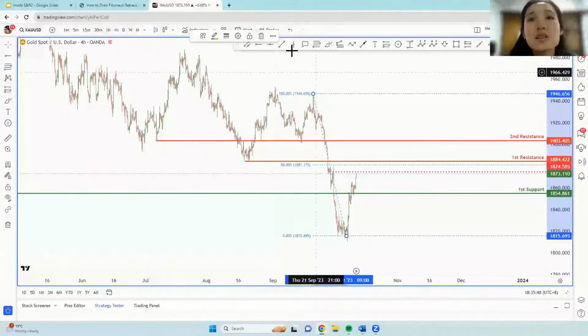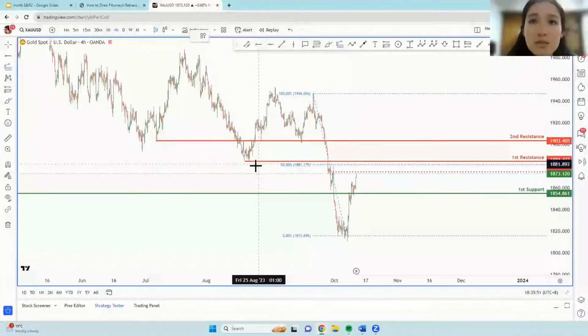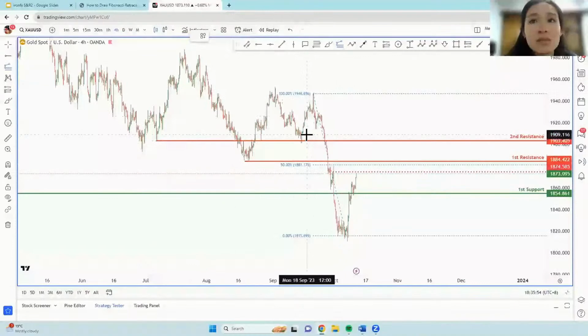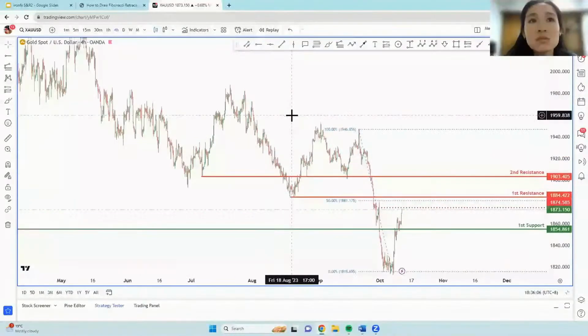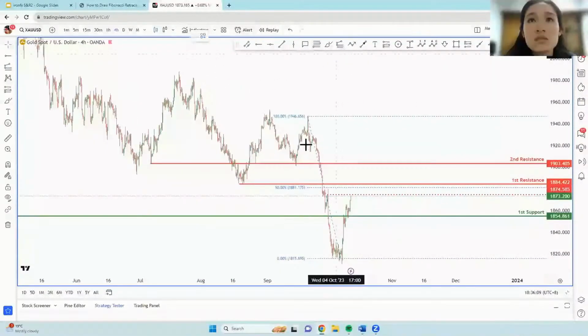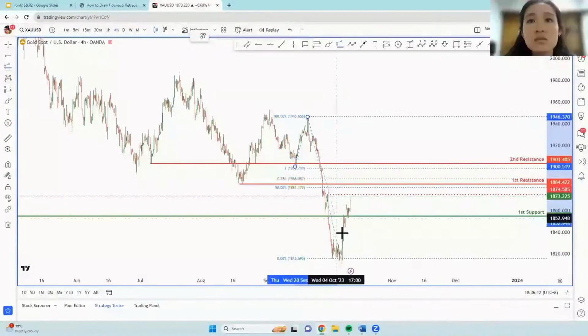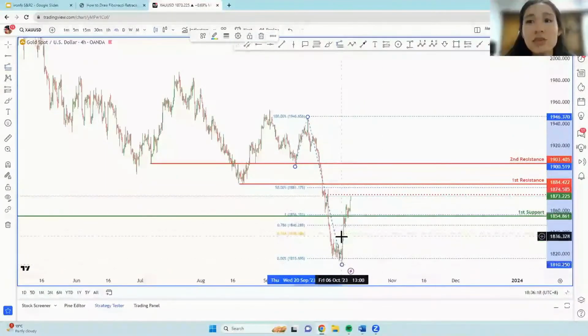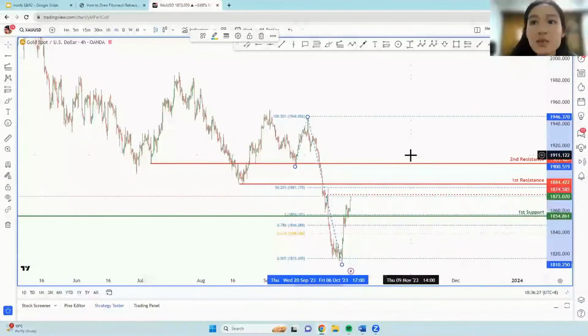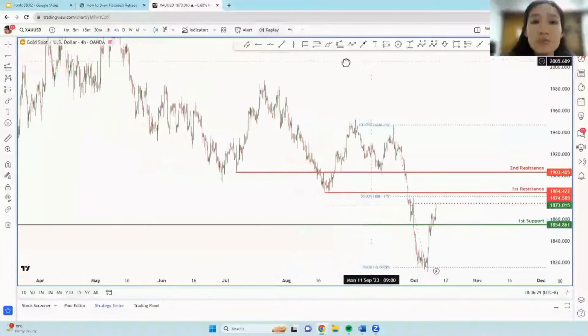Okay, next, let's add some more. I have my 100% lining up with my first support. But this is no longer valid because price has already broken out of the 100%. So even though it does line up with my first support, I can't use that anymore.